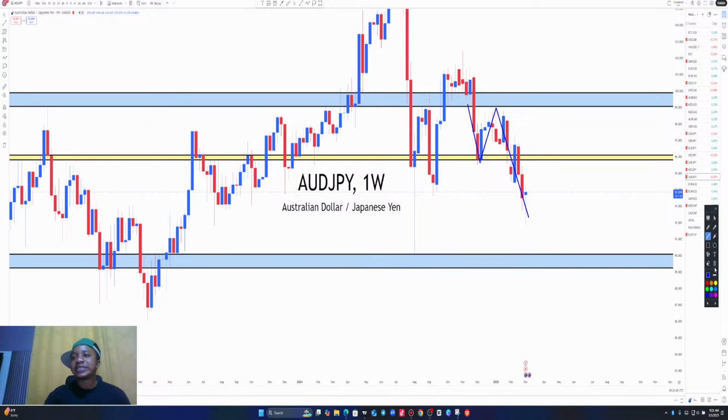Right. So AUDJPY, since the weekly is also in a downtrend, then what are we looking for? More selling opportunities to the downside. So AUDJPY, we are looking for more sales because the weekly is also giving us a downtrend. Now let's take the daily and then add more info to this analysis.